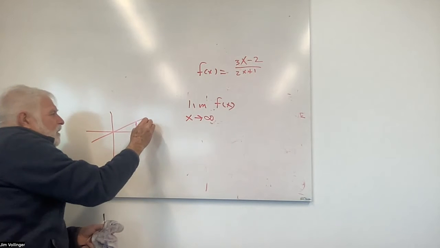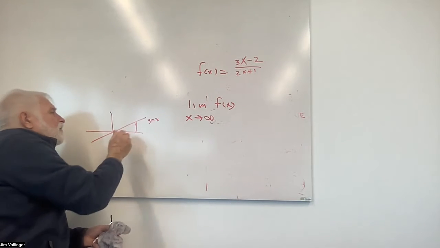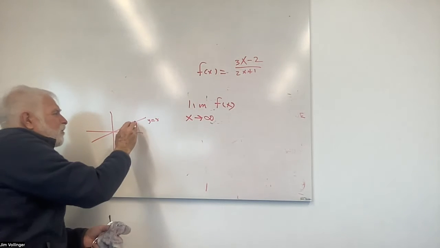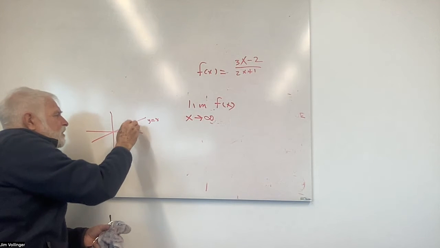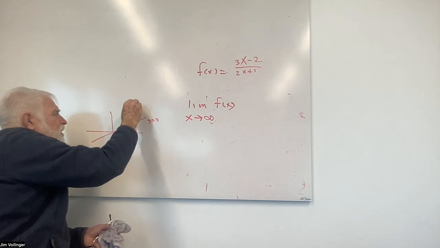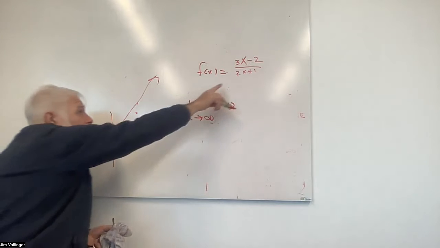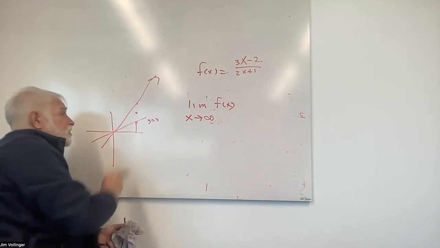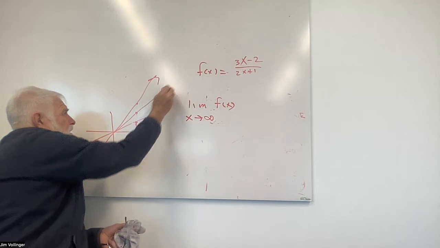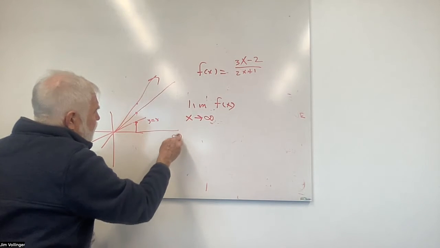So if this is y equals x, it should be more of a 45-degree angle, but for our purposes, it's helpful. In the numerator, I have a line that's going to be 3 times this size. There's 1, there's 2, there's 3. So I have a line that goes through there. And in the denominator, I've got one that is just twice the size of y equals x. Now I want to look as I go out here to infinity.